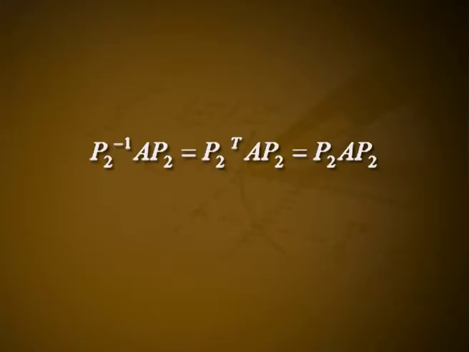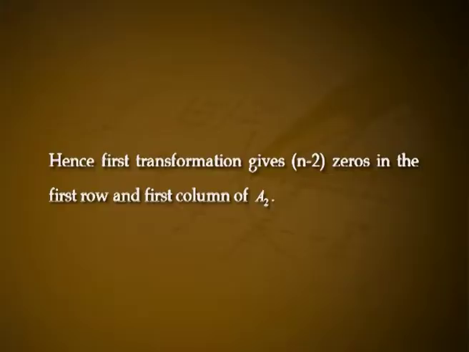We have P2 inverse A P2 equal to P2 transpose A P2, that is equal to P2 A P2, since P2 is symmetric and orthogonal. Hence, A2 equal to P2 A P2. Here we find x values of W2 such as getting 0 in the 1/3, 1/4, etc., 1/n positions and in the corresponding positions in the first column of A2. Hence, first transformation gives n minus 2 zeros in the first row and first column of A2.